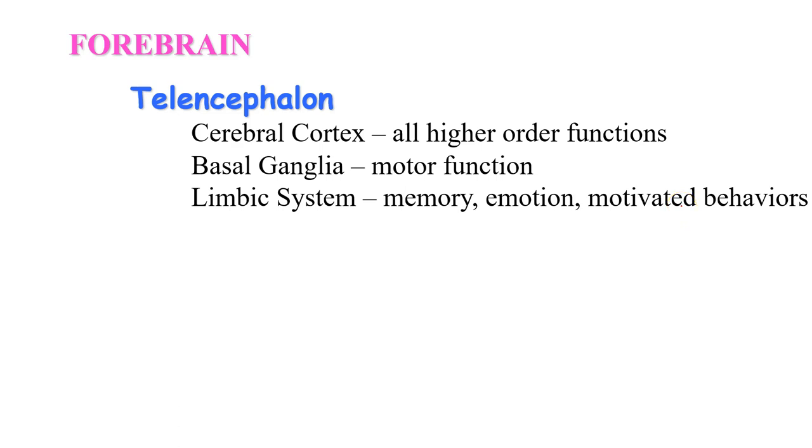So the forebrain is the anterior-most division of the three-division stage, as is the telencephalon. So the telencephalon is the anterior-most division of the five-division stage. It's got three major structures that you will need to know: the cerebral cortex, the basal ganglia, and the limbic system. So the cerebral cortex, generally speaking, handles a lot of the higher order functions that you might think of when someone asks you what the brain does.